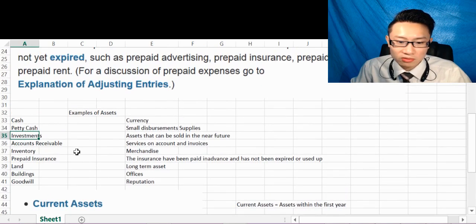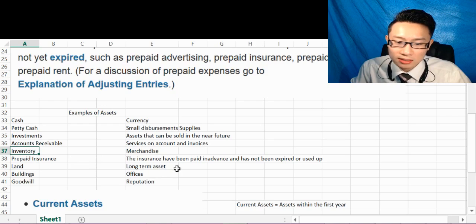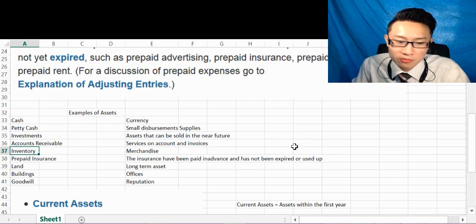And we have accounts receivable, which are services on account and invoices. And inventory includes merchandise, goods, toys, and all that inventory that the company will sell. And like I mentioned above, anything that's prepaid, such as insurance, advertising, or legal fees, is also considered an asset. The reason is that they have been paid in advance and have not expired or been used up. And they can usually be converted into cash within the first 12 months.